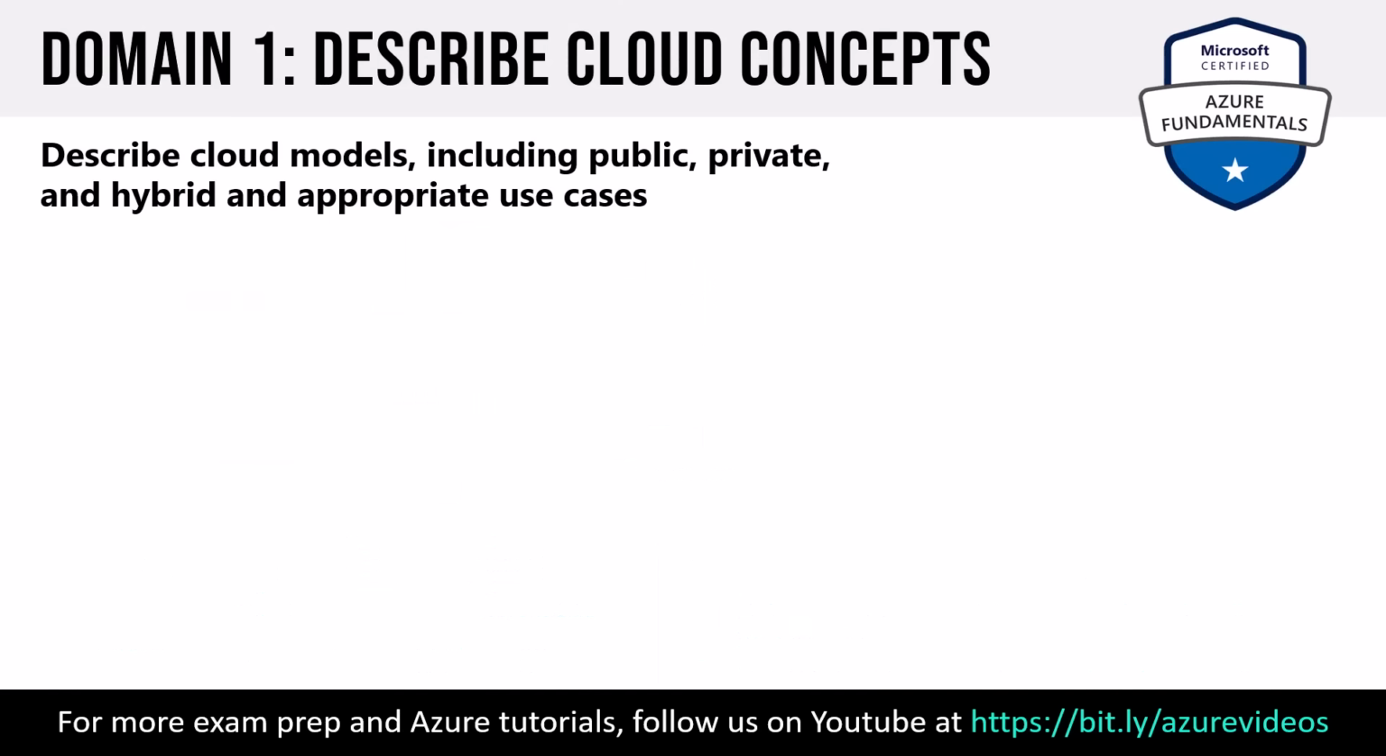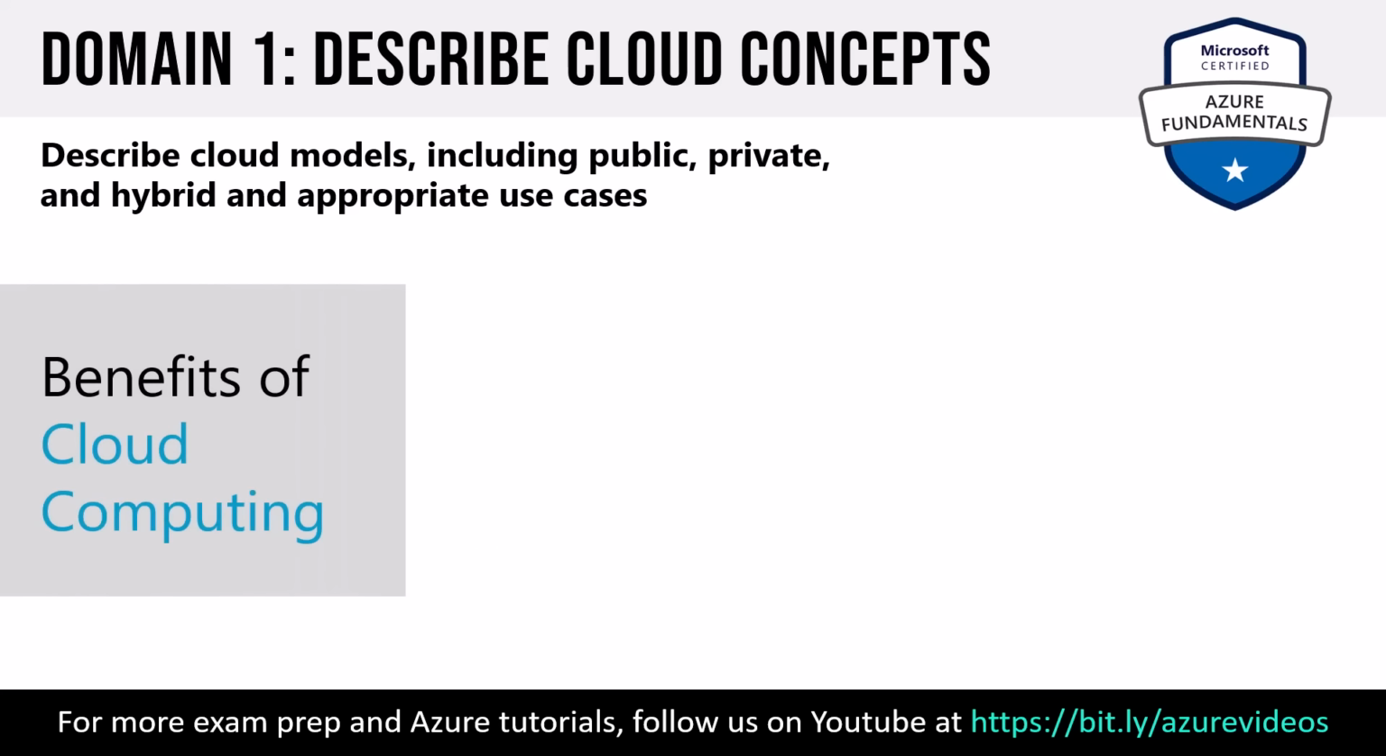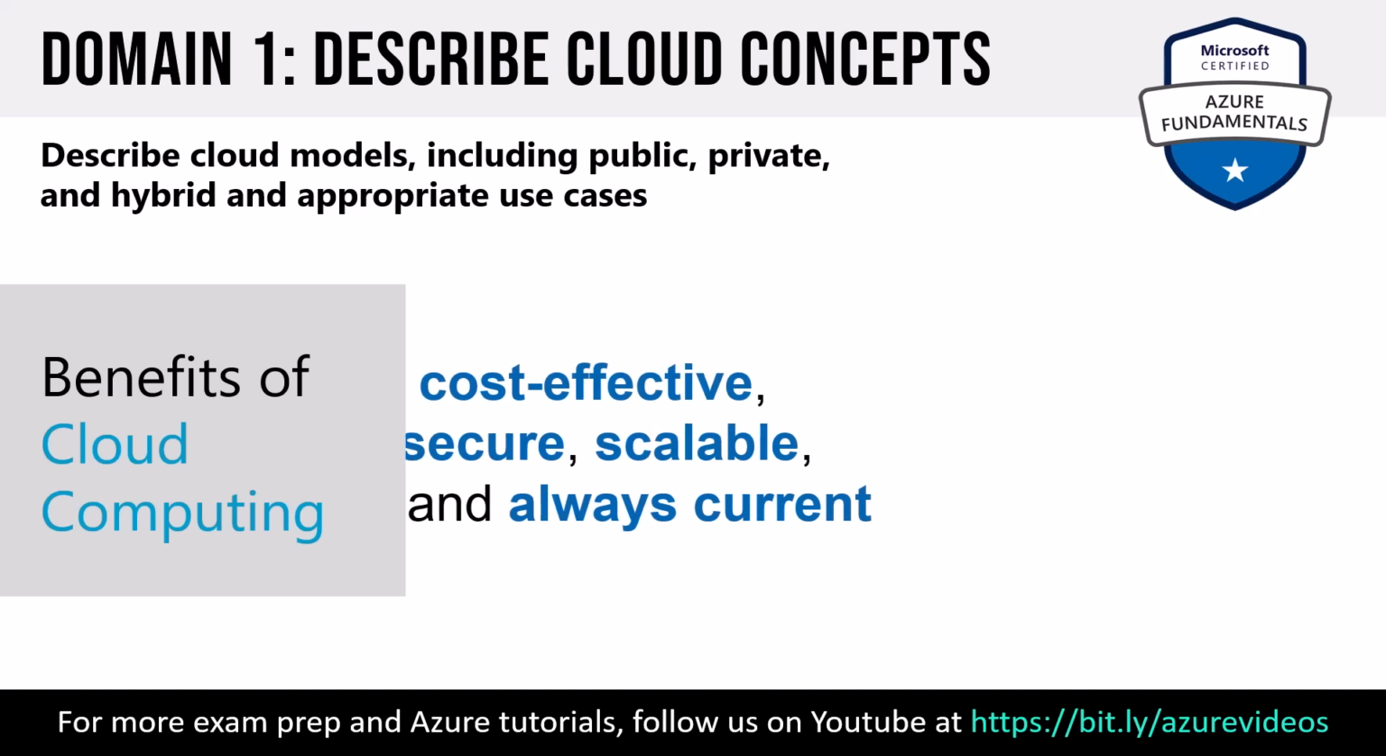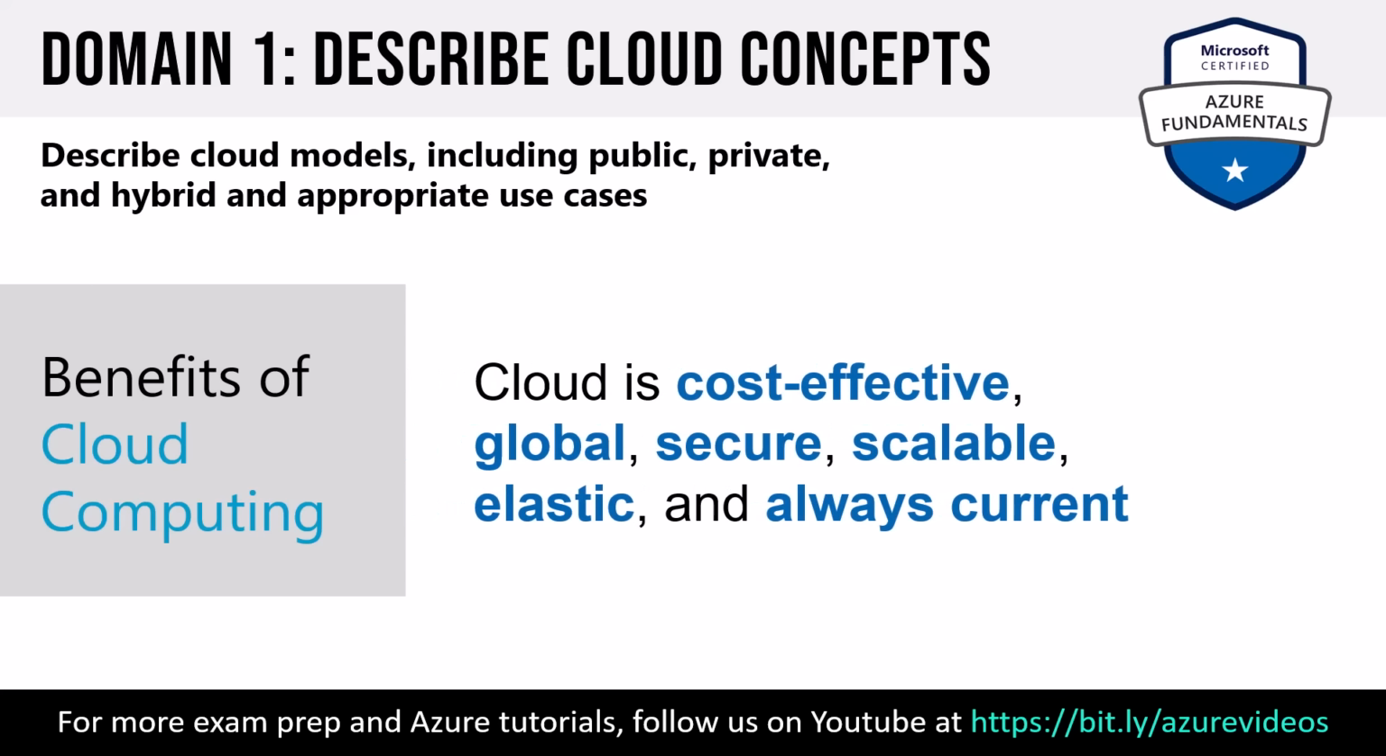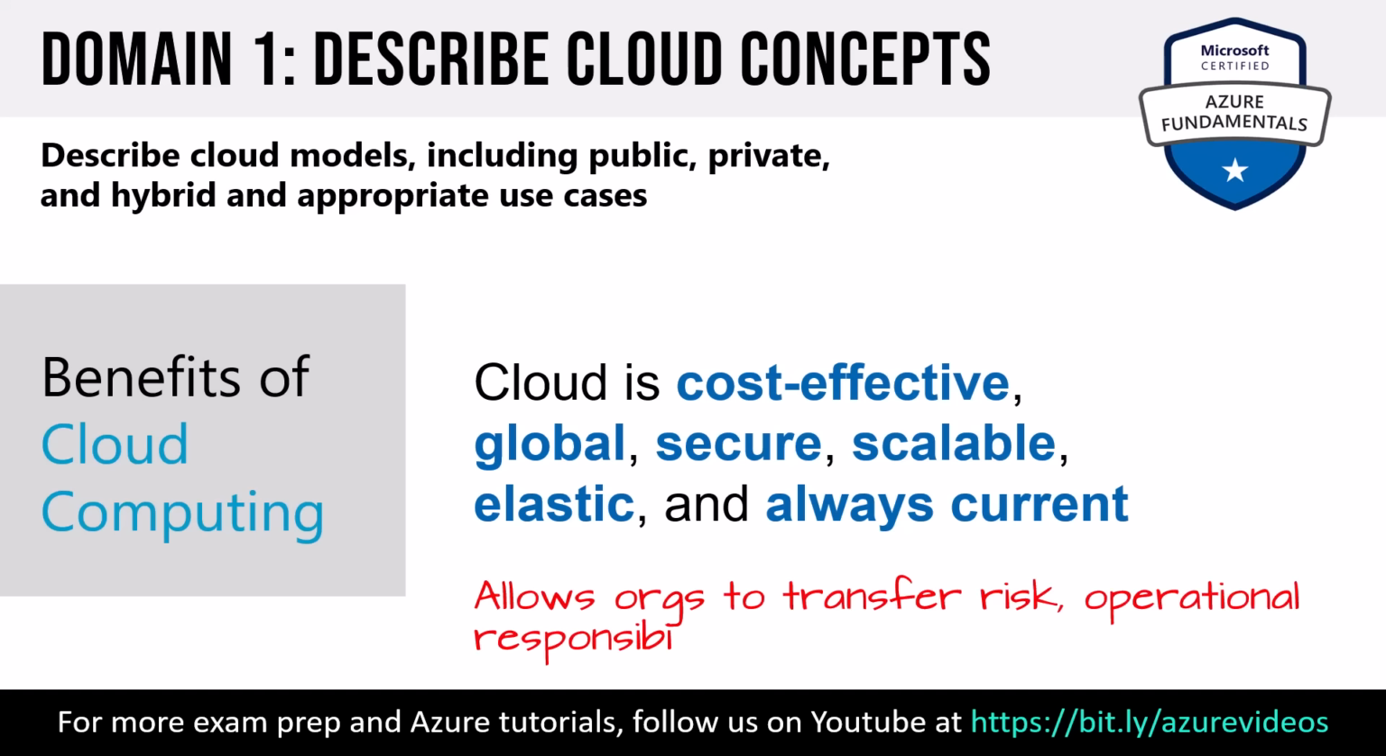Now we're going to talk through the cloud models and the expected benefits. When we move to cloud computing, there are a few benefits we expect right out of the gate. We expect cloud is cost effective. It gives us global presence. It's more secure than our traditional on-premises data center, quite typically. Scalable, elastic, always current. In other words, we're handing over a lot of those operational responsibilities. We're transferring some of that risk to the cloud service provider, to Microsoft in this case, so the business can focus on innovation.